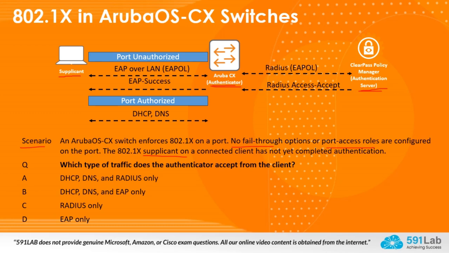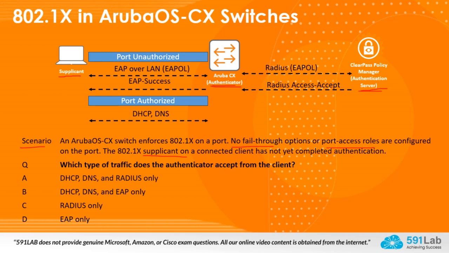So as you can see here, before completing authentication, the switch only allows EAP messages. After completing authentication, the switch allows the port to transmit DHCP, DNS and other user data.